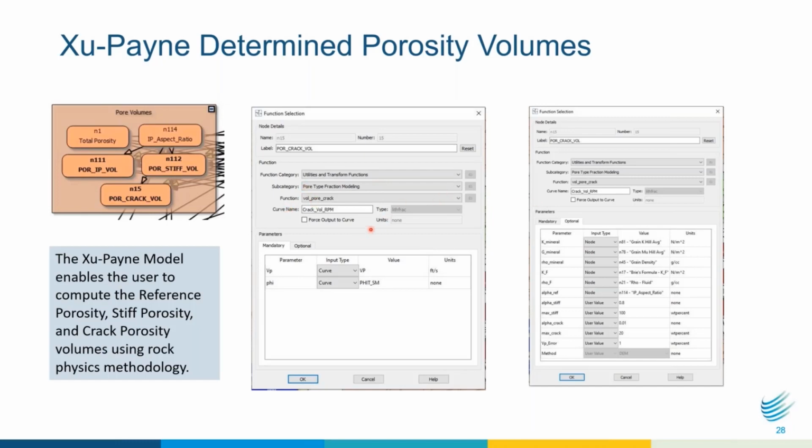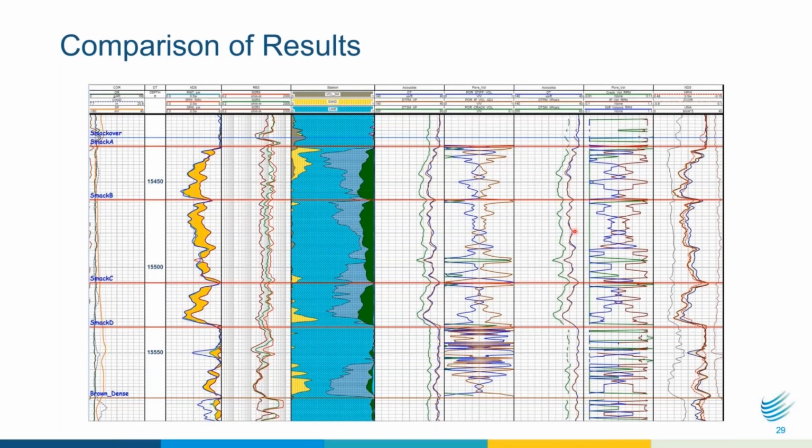So I could do pore fraction modeling and model my crack volume. I'm going to input my P velocity, this is my measured P velocity, and my total porosity. And I'm also going to input all the other parameters as variable. Here I can model my crack volumes, my stiff volumes, and my reference volumes. And when I do that, I get a very accurate model across the reservoir. It's probably a little higher quality than I got when I did it petrophysically.